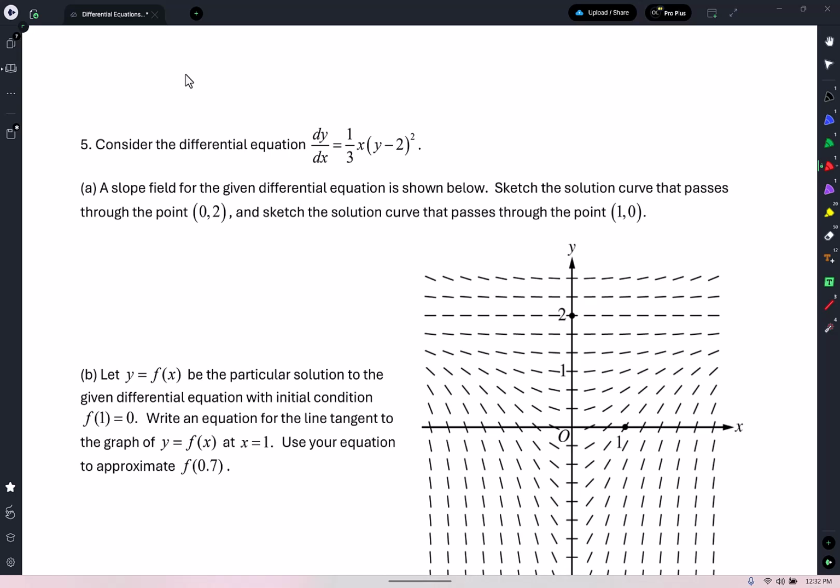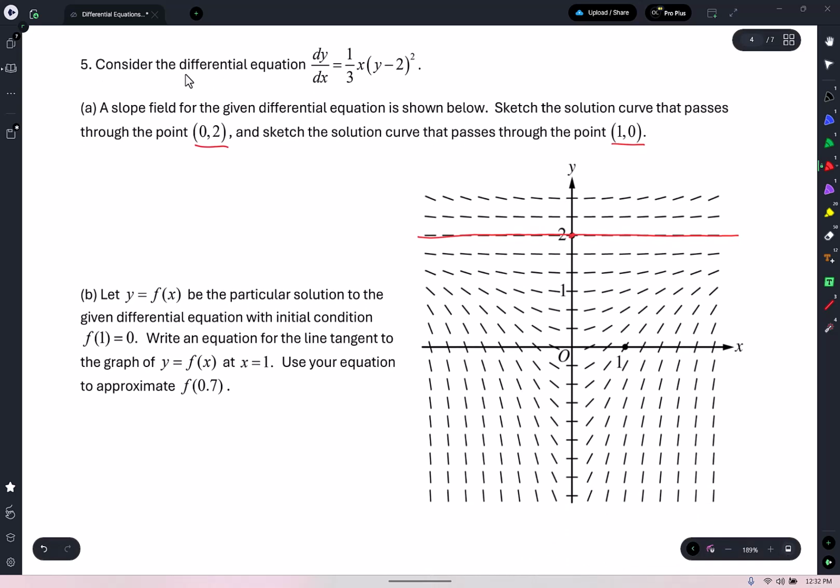Consider the differential equation dy/dx equals 1/3 x (y minus 2) squared. A solution for the given differential equation is shown below. Sketch a solution curve that passes through the point (0, 2), and the solution curve that passes through the point (1, 0). So the (0, 2) is pretty straightforward. That's just a linear line. And then this one, it's supposed to be kind of symmetric. And I guess right here it kind of starts falling apart for me. Let's see. Boom, boom, like that, something like that, and it looks symmetric about the y-axis there.